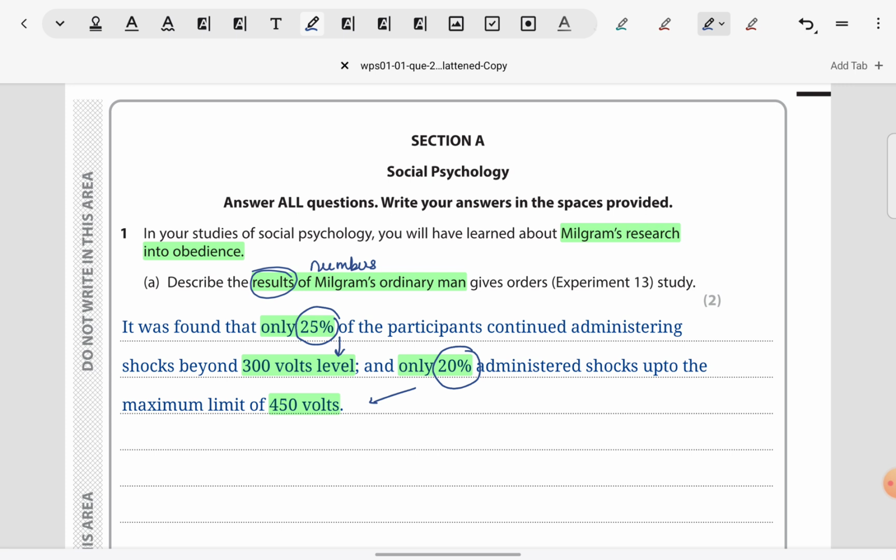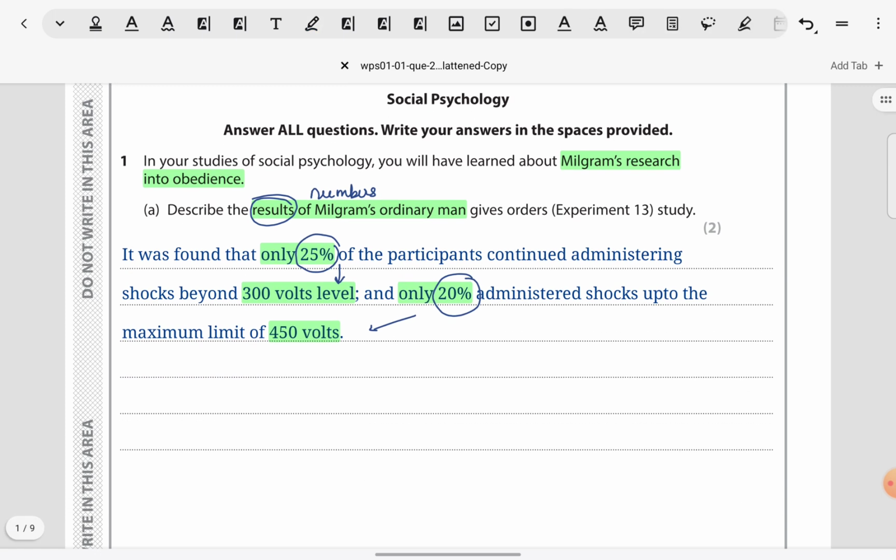Also, it is possible that if you're learning from other sources, in some sources, instead of percentages, there might be actual raw figures, that is frequencies, such as 15 out of 20 participants refused to give the 300 volt shocks. That is perfectly acceptable. How you're giving the numbers, in frequency format or percentage format, is immaterial. Important thing is that you give the numbers. Okay, let's look at the next question.